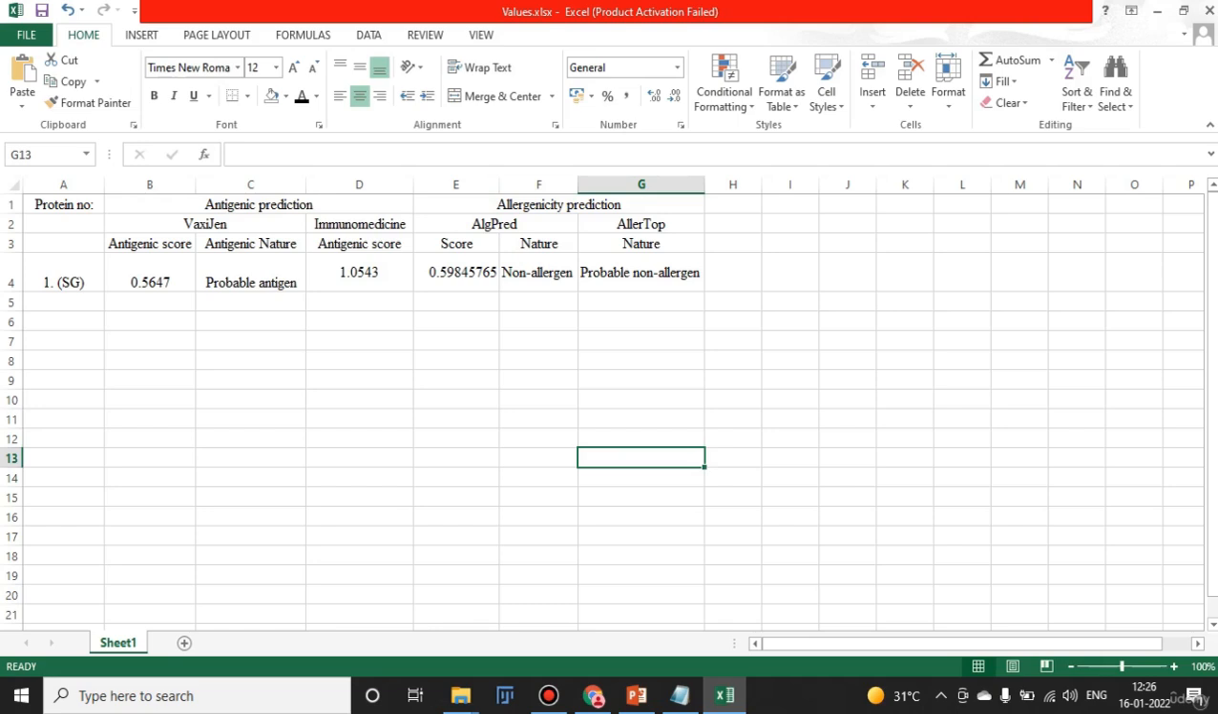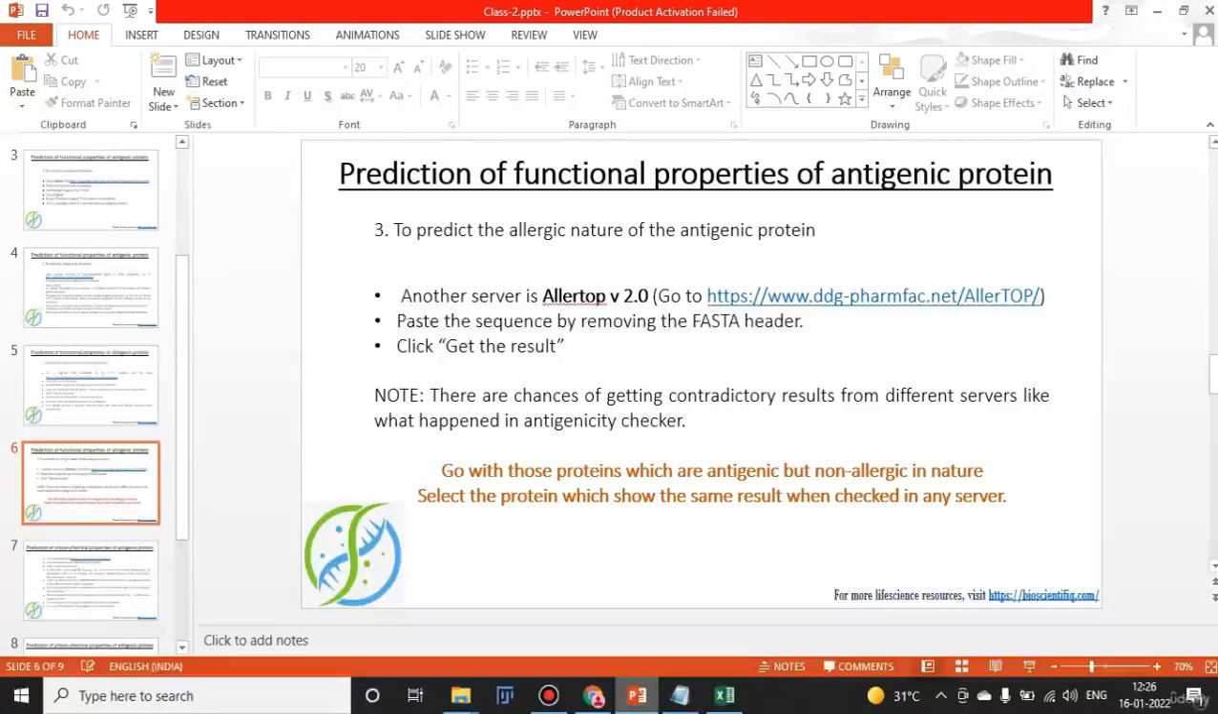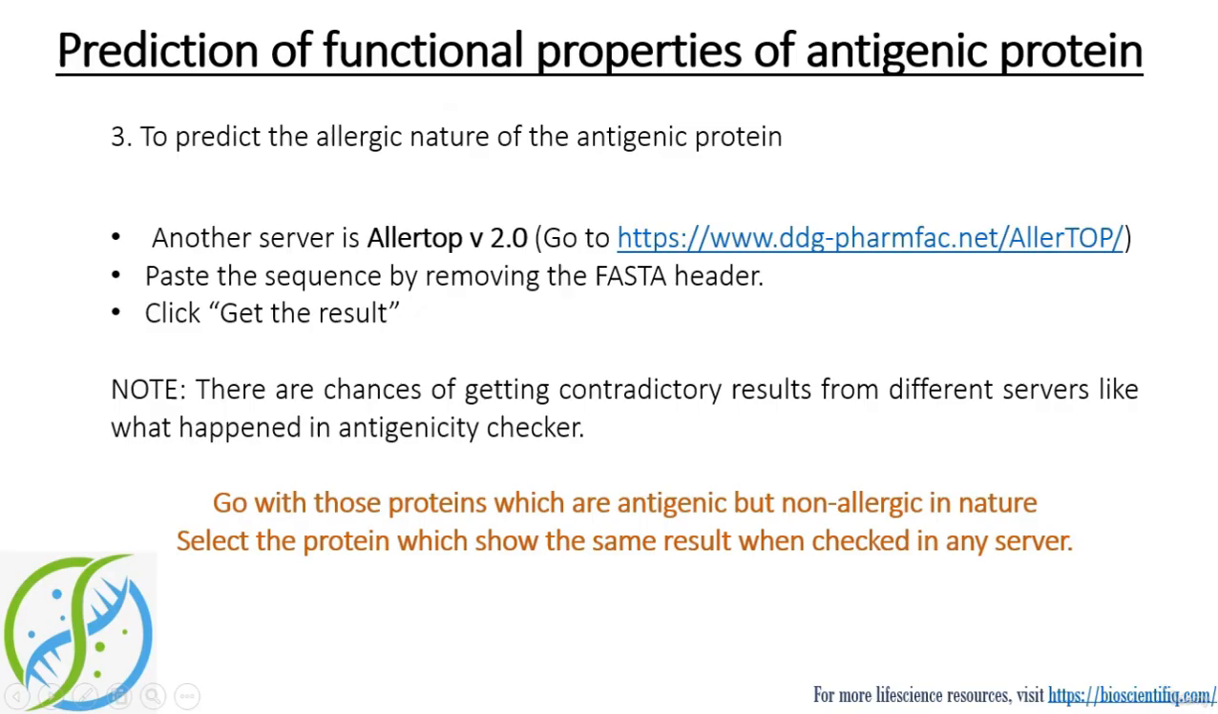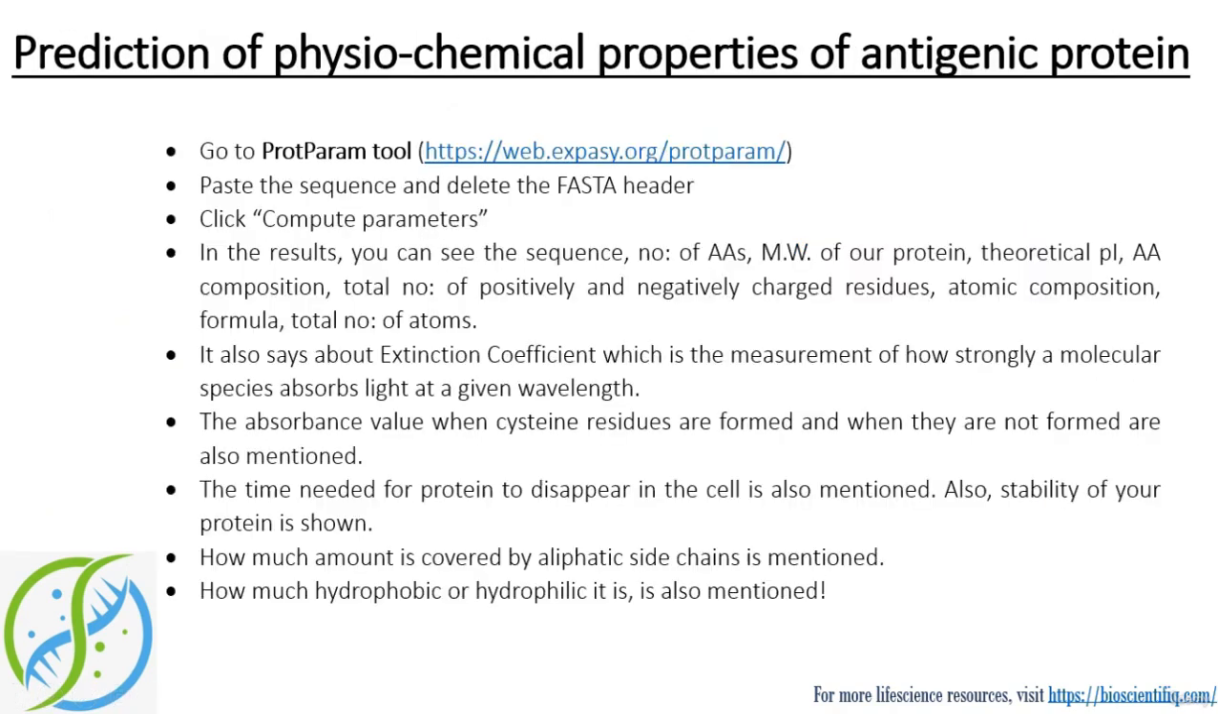Now next, let's go with the next step, which is prediction of physiochemical properties of antigenic protein. Okay, so that's what our next step is. So now we have finished with the functional properties. Okay, we have reached till step 3. Next is prediction of physiochemical properties of antigenic protein.